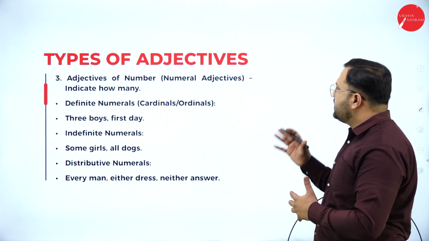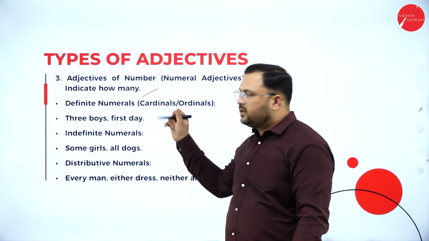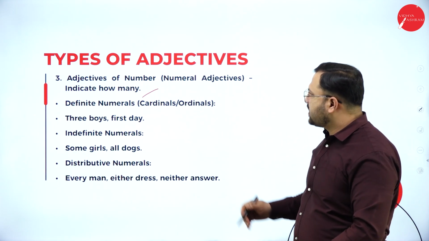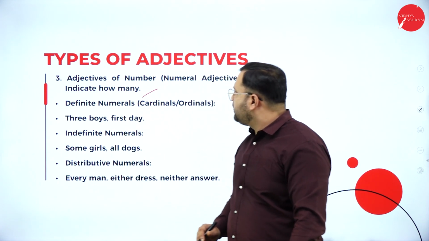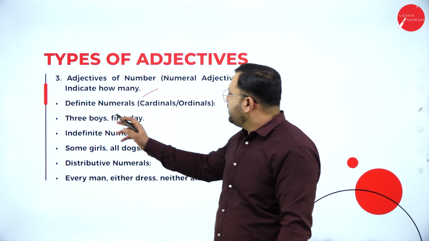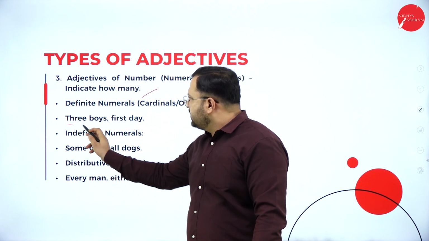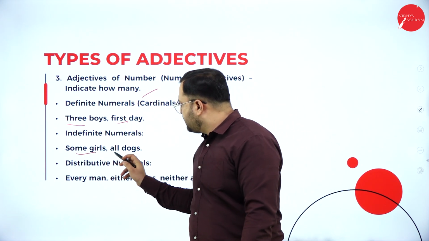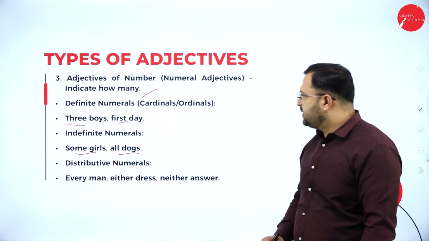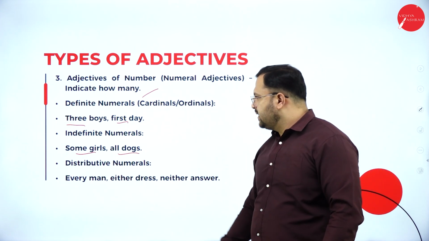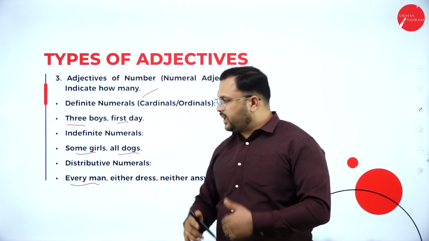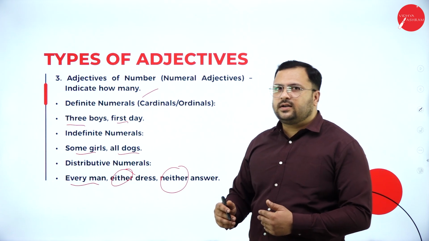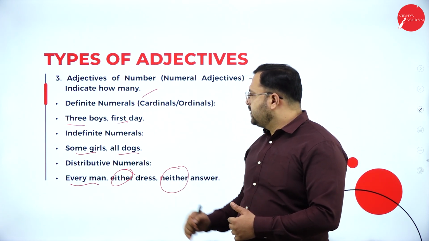Adjectives of number, that is numeral adjectives. They indicate how many. The previous one is the quantity, how much. Not measurable, uncountable. Here it is countable. So in this adjectives of numbers, you have definite numerals, that is definite number giving 3 boys, first day. Indefinite numerals are some girls, all dogs. Then distributive numerals, that is choosing between 2 numbers. Every man individually counting. Then either dress, neither answer. So these are the examples of distributive numerals.